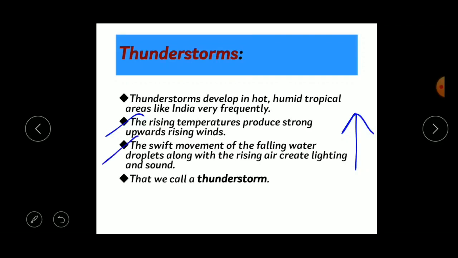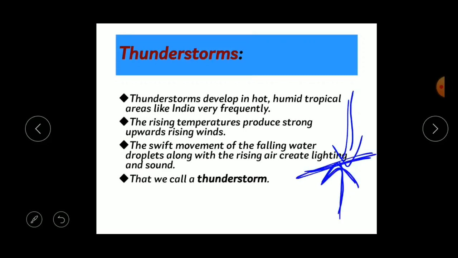So the third point is the swift movement of the falling water droplets along with the rising air creates lightning and sound. The rainfall and rising air create lightning in the air accompanied by sound, and as a result a thunderstorm occurs. So the movement of the falling water droplets along with the rising air creates the lightning, accompanied by sound. So this event is called a thunderstorm.